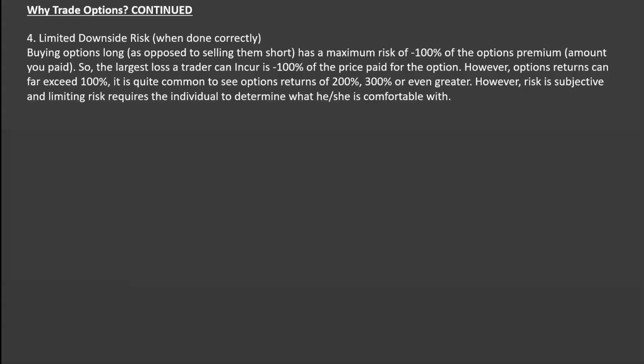Number 4, limited downside risk when done correctly. So buying options long as opposed to selling them short, which we won't talk too much about, has a maximum risk.